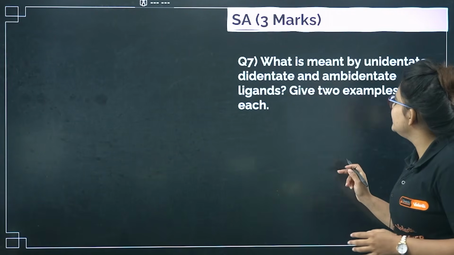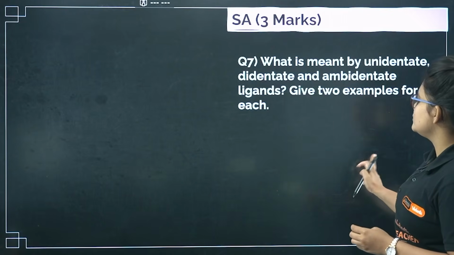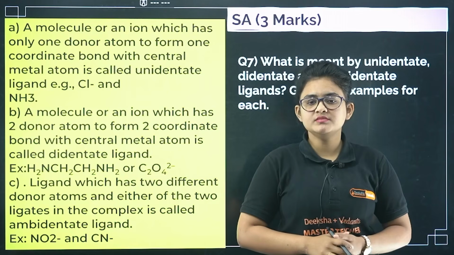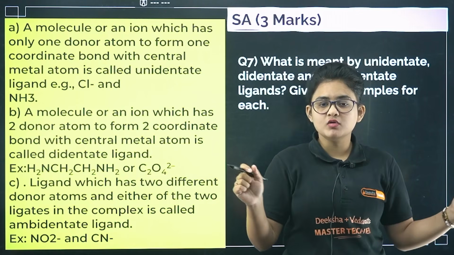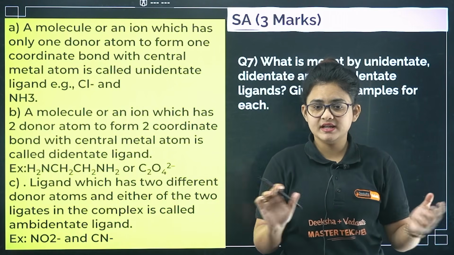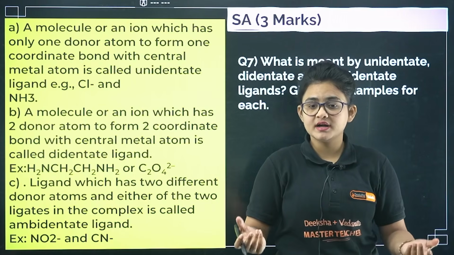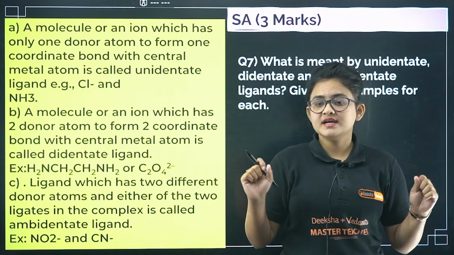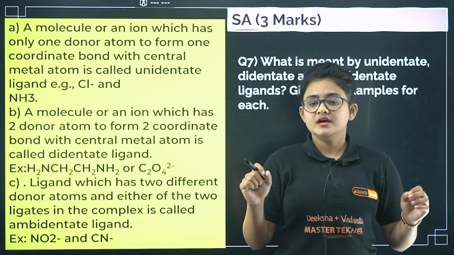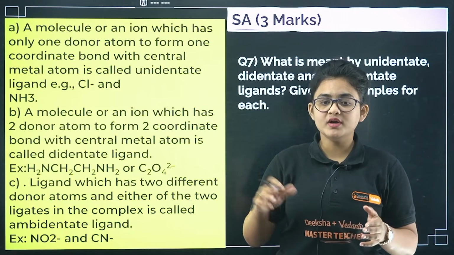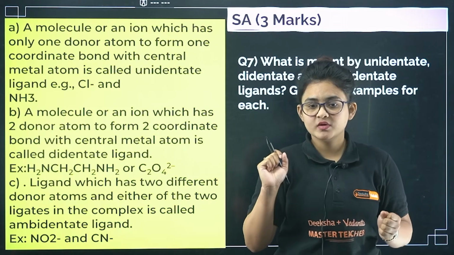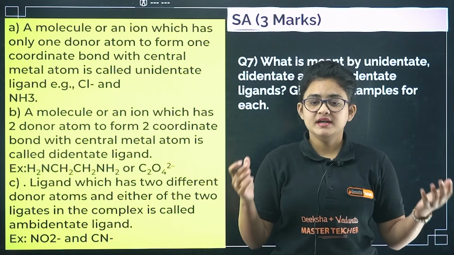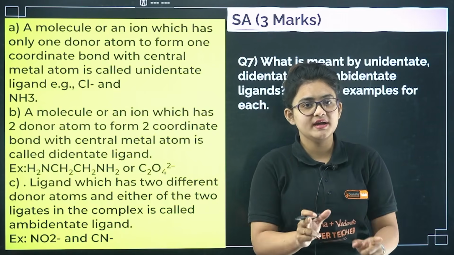What is meant by unidentate, bidentate and ambidentate ligands? Give 2 examples. A unidentate ligand has only one donor atom to form only one coordinate bond, like Cl minus, NH3. Bidentate means it has 2 donor atoms, like oxalate. Next, ambidentate: it has 2 donor sites but donates from one side at a time, like CN minus or SCN minus. It has 2 donor sites but it donates from one end at a time.